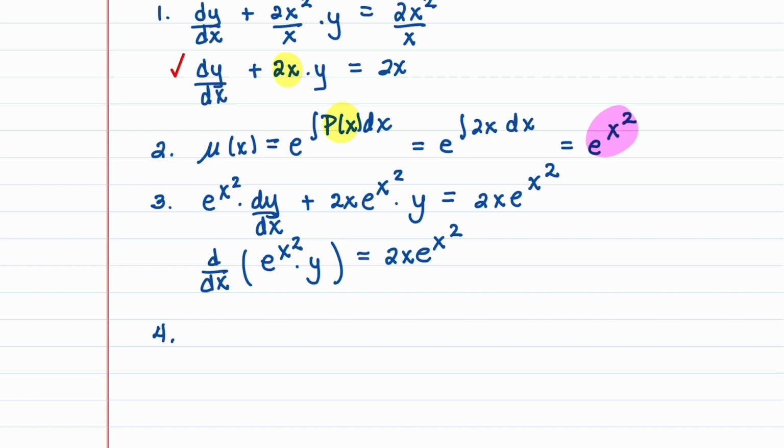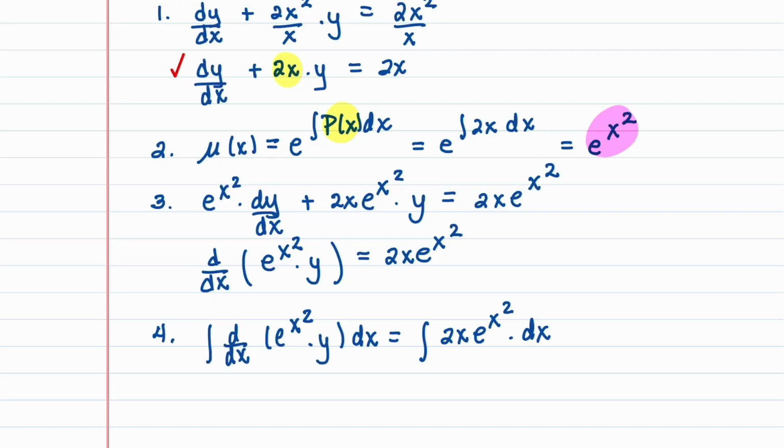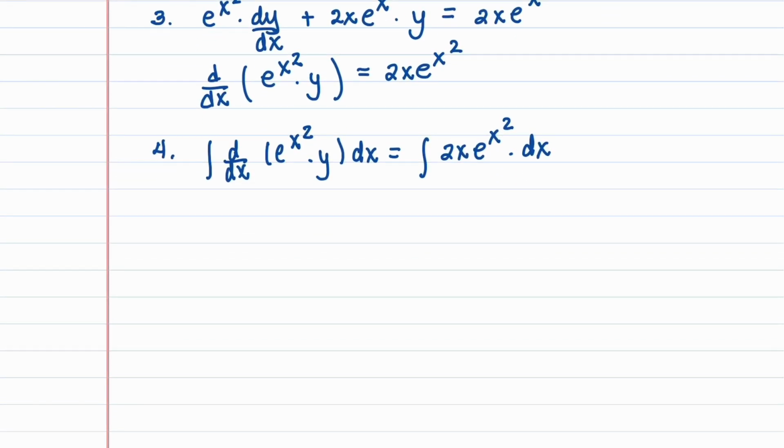In step 4, we are going to integrate each side and add on an arbitrary constant. We have the integral of d/dx of e to the x squared times y dx, and then we have the integral of 2x e to the x squared dx. On the left-hand side, we have an integral of a derivative, so we get back e to the x squared times y. And then on the right-hand side, we're going to have to work a little bit.